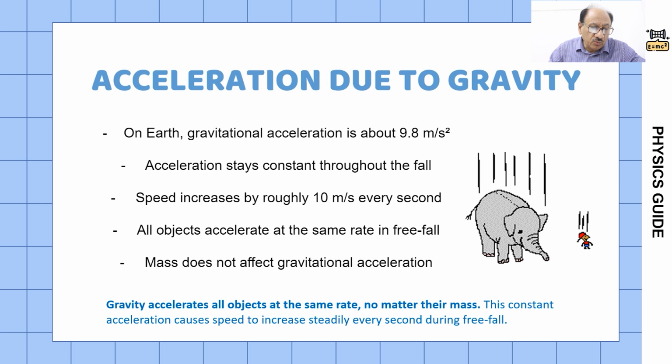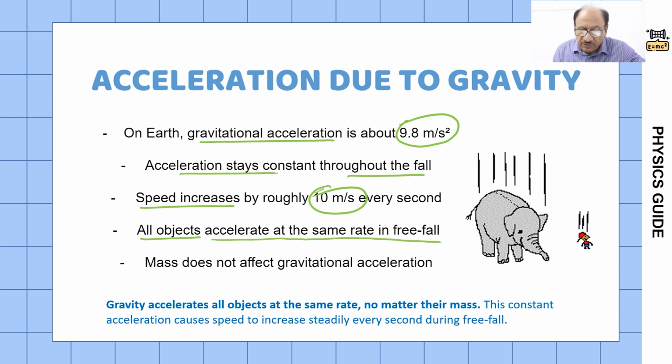Next thing which we can go through is acceleration due to gravity. On Earth, gravitational acceleration is about 9.8 meters per second squared. Acceleration stays constant throughout the free fall. Speed increases by roughly 10 meters per second every second. So all objects accelerate at the same rate in free fall. Mass does not affect gravitational acceleration.